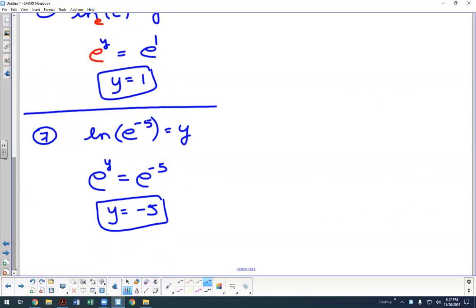So this was also a base e. Since both these bases match, our answer came out to be that exponent, negative 5 again. Does that make sense? Yeah? All right. What's happening on number 8?